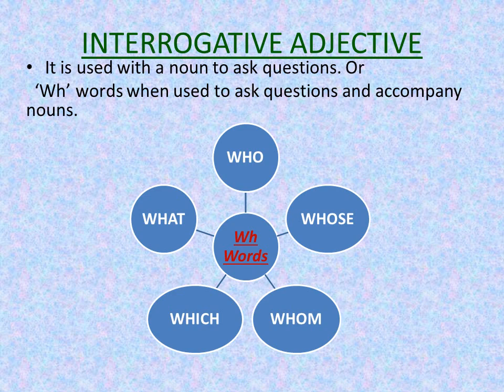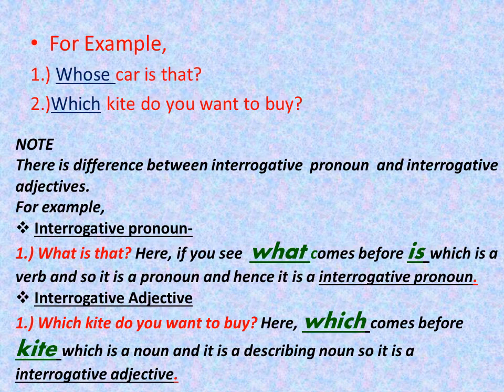Now let us understand this with the help of examples. Whose car is that? Now I am asking about that car. So whose car is that? So here the word whose is the interrogative adjective. In the second example, which kite do you want to buy? Here I am talking about the kite. So which is the interrogative adjective.